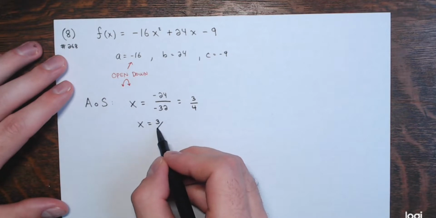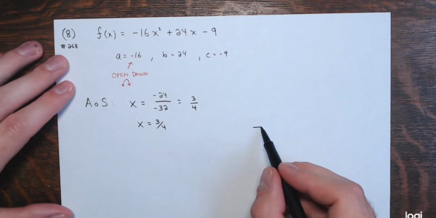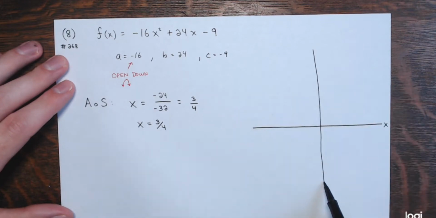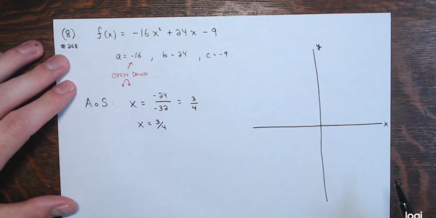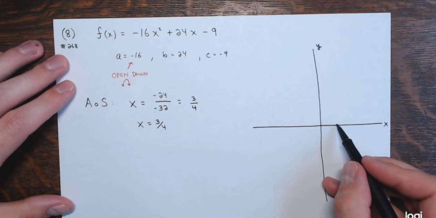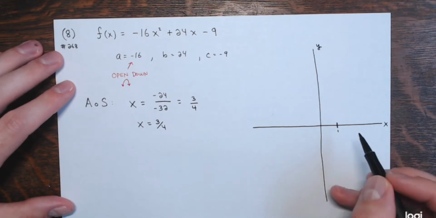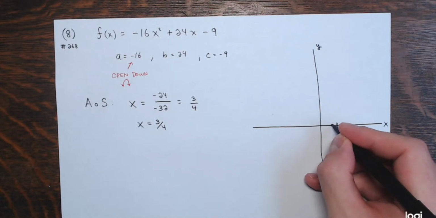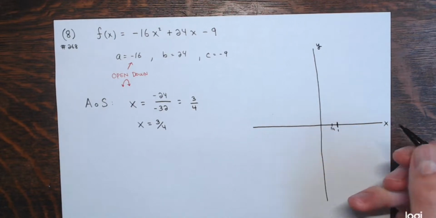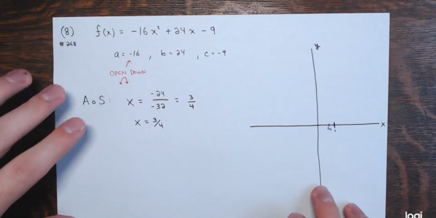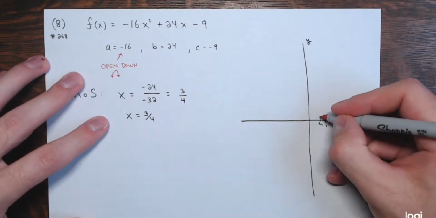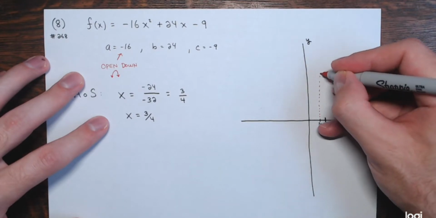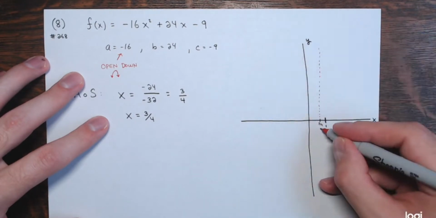All right, and I'm going to draw a coordinate plane. And 3/4, let's say this is 1 here. 3/4 is 3/4 of the way between 0 and 1. So say about here, there's 3/4. Just eyeballing it, right? This isn't perfect. And then making a nice dotted vertical line at x equals 3/4.